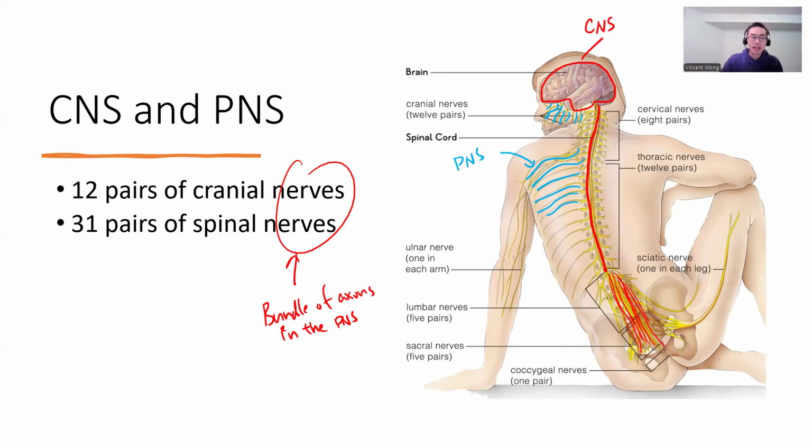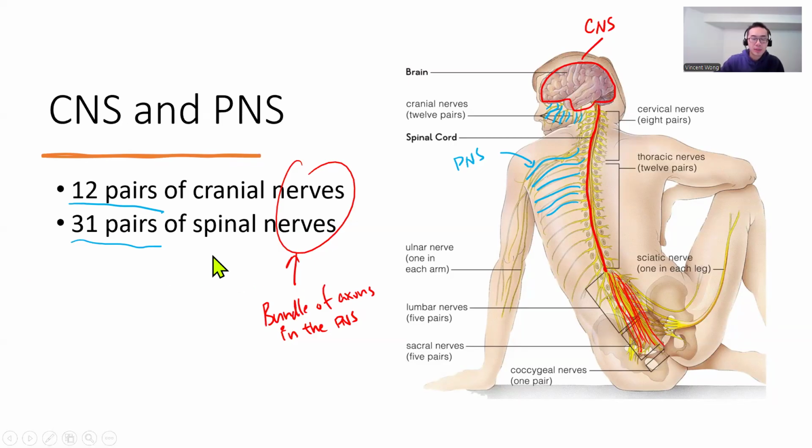In terms of the PNS, there are 12 pairs of cranial nerves. They come out directly from the brain. And 31 pairs of spinal nerves. They come out directly from your spinal cord. Some come out in the chest region, some from the abdomen region, and some even further down. We have 31 pairs of these spinal nerves, and they are all part of your peripheral nervous system.